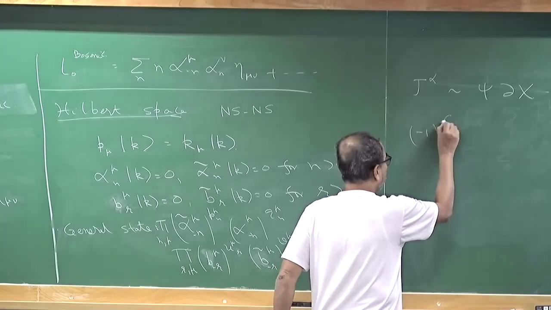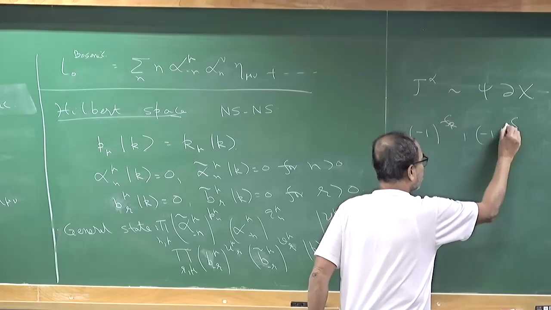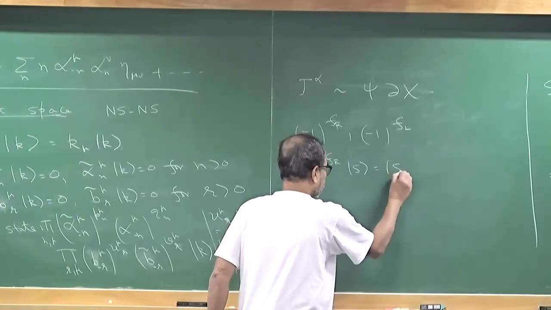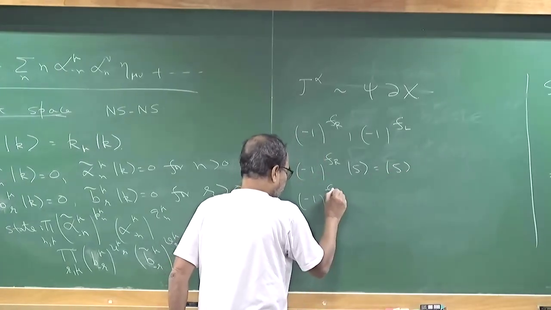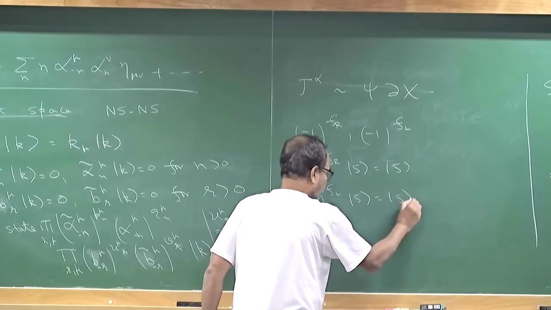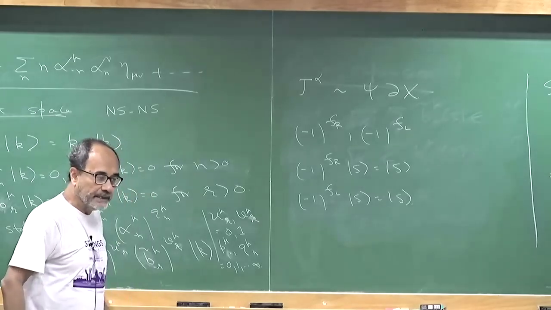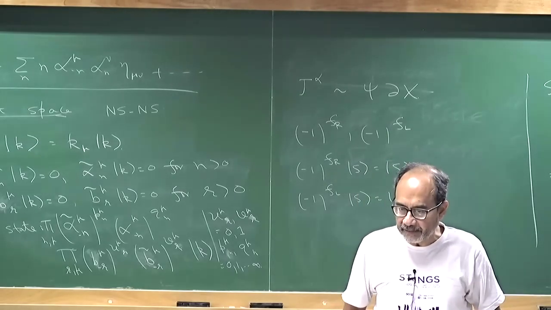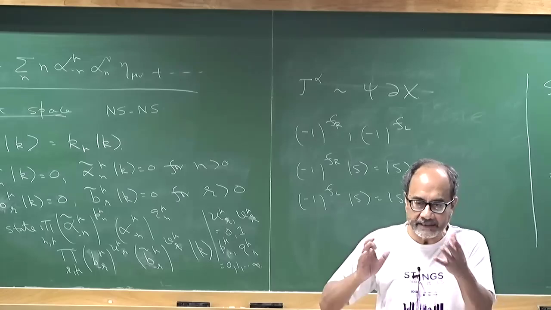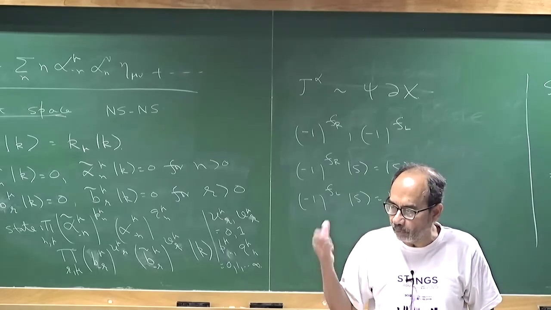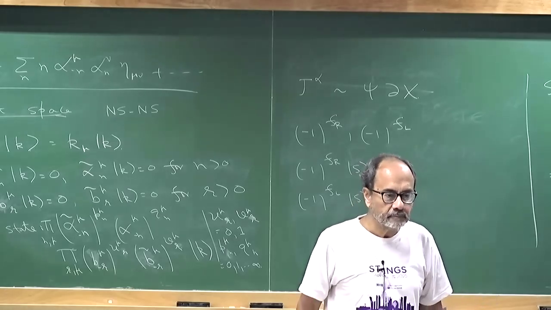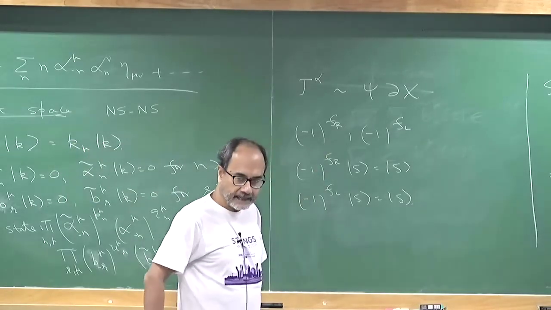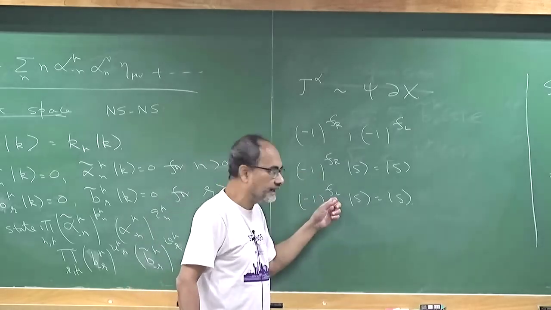We have (-1)^FR and (-1)^FL. You want (-1)^FR acting on a given state to give back the same state, because states should be invariant under this, and (-1)^FL acting on the state should also give the same state. So this projection implements that the wave function in the x, psi, psi tilde space is invariant under psi going to minus psi and psi tilde going to minus psi tilde. That's the role of this GSO projection. This changes the sign of psi, and this changes the sign of psi tilde.